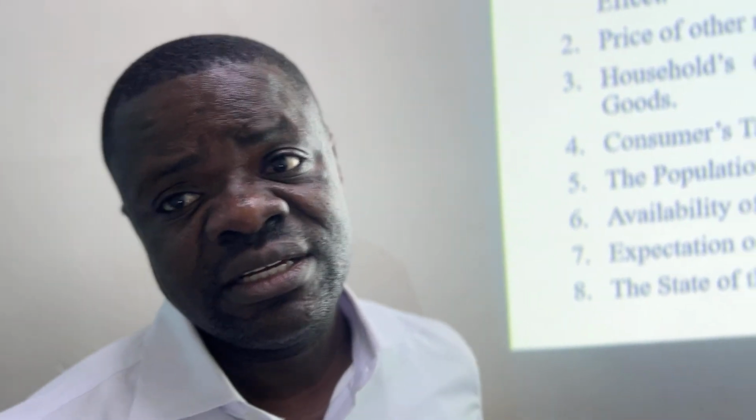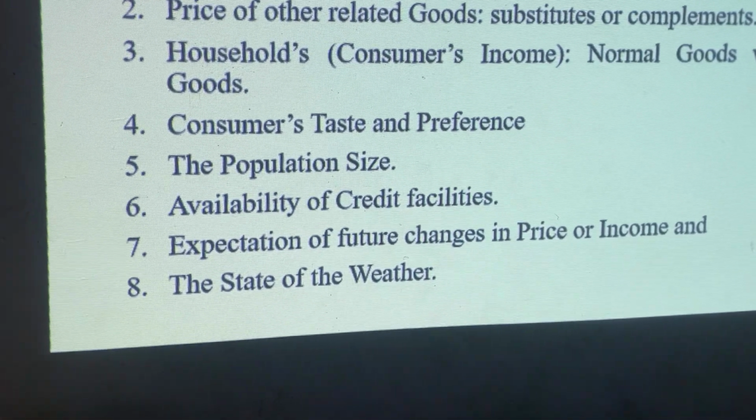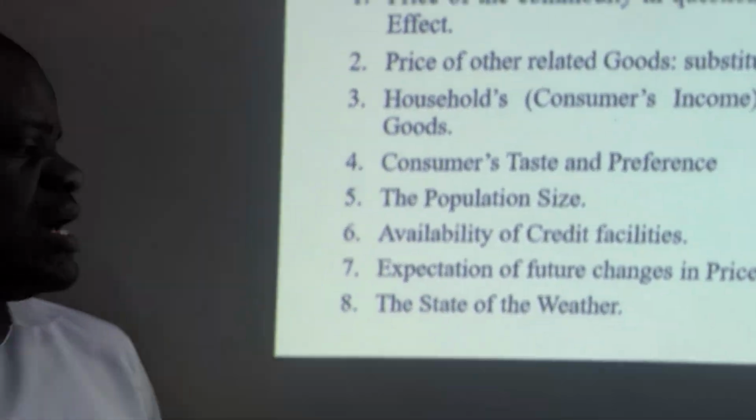Then expectation. When we expect prices to increase in future, we may buy more in the current period. And then the weather conditions. Sometimes, as you all know, if the weather becomes very cold, for instance, demand for cold food items may go down. But then commodities like umbrella, raincoats, and what have you in rainy season, their demand may increase. So the state of the weather can also influence the level of demand.